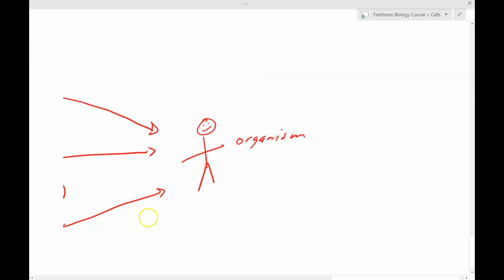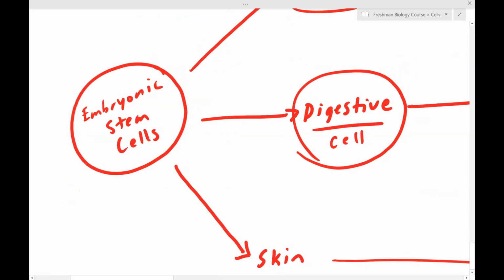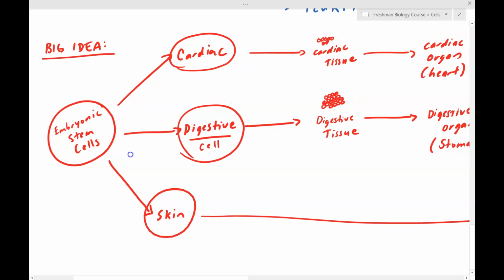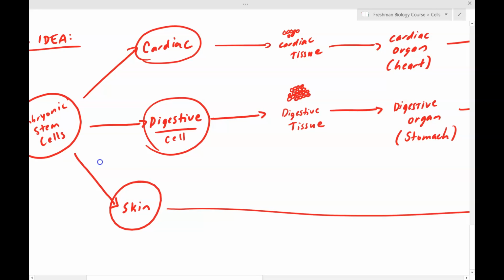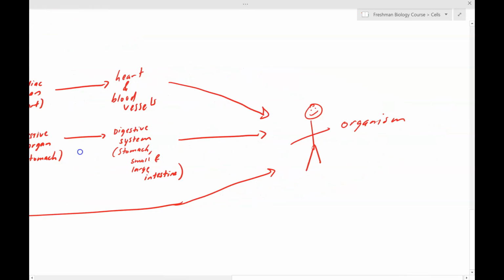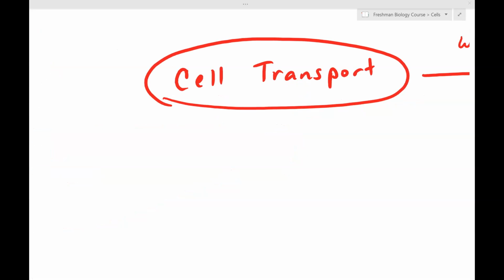But the big idea here is that this started all the way back with the embryonic stem cells in the embryo of that organism early on in life, right? That embryo then is going to differentiate into these different types of cells: heart cells, digestive cells, skin cell, muscle cell, all right, the liver cells, all of the different organs, okay? It's going to form all of the different organ systems of the body, and then eventually we get to the miracle of an organism.